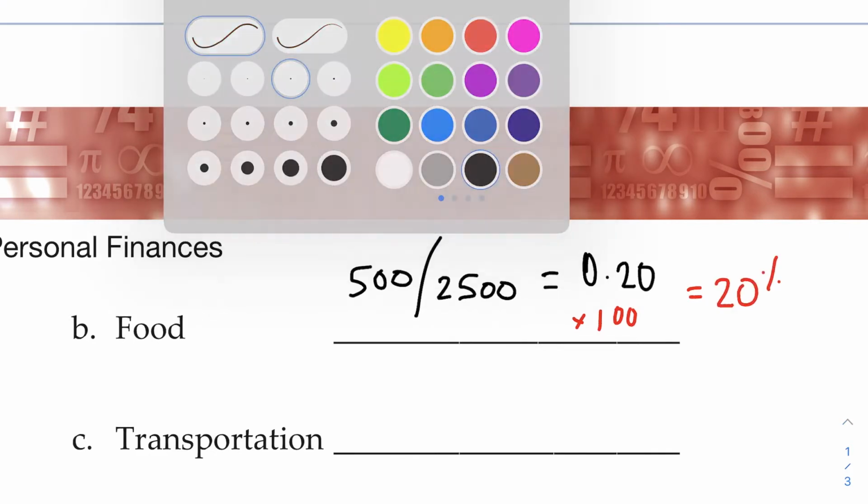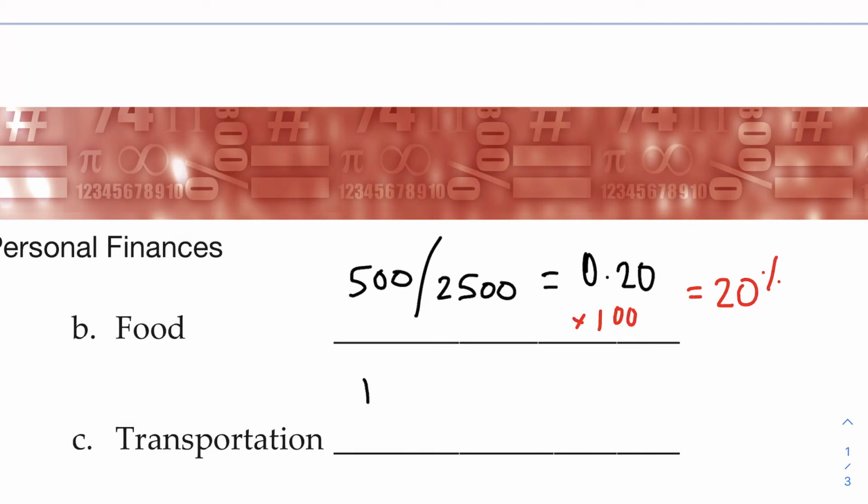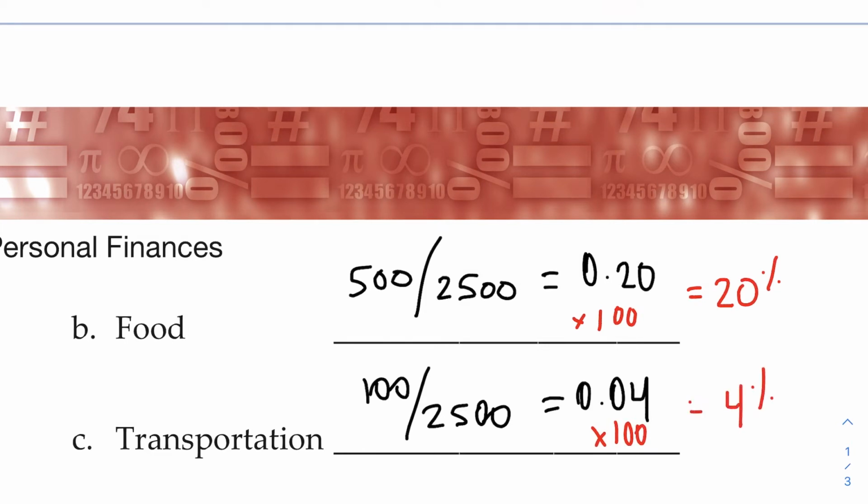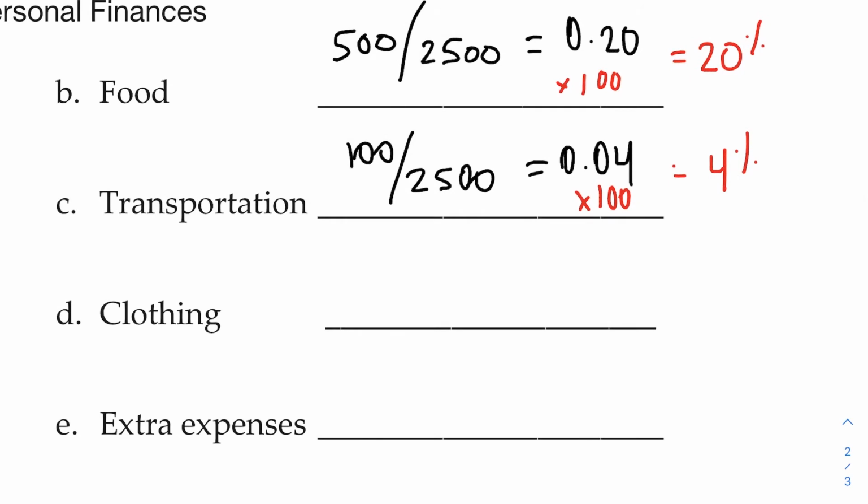We go ahead and do transportation, which is $100 a month out of our $2,500 income. That answer comes to 0.04. You're just typing that into your calculator. Same process: we multiply by 100 to figure out the percentage, and we get 4% of our total income dedicated to transportation costs. Next is clothing, and clothing turns out to be the same as transportation since it's also $100 a month, so we'll skip over the work for that. Work smarter and harder. So 4%.